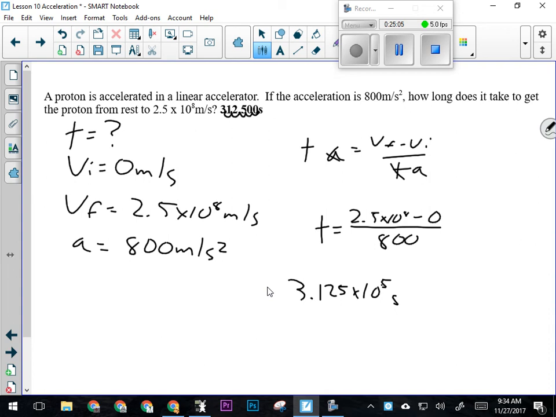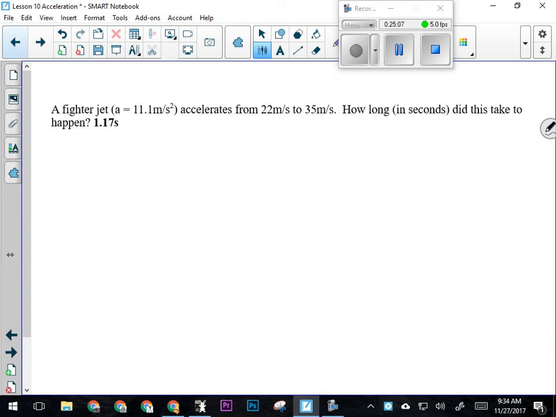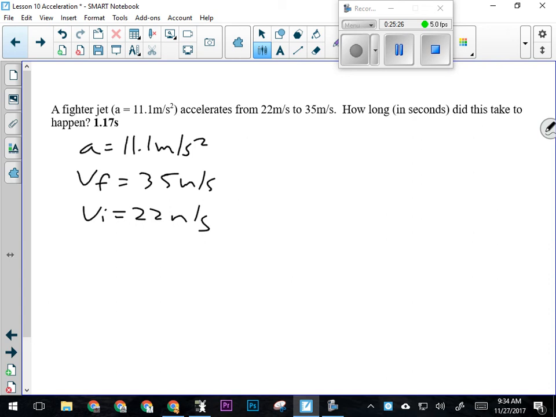Number 3. On number 3, we have this fighter jet that's accelerating, and they told us its acceleration is 11.1 meters per second squared. Its VF is 35 meters per second, and its VI is 22 meters per second. We're looking for how long in seconds that's going to take.